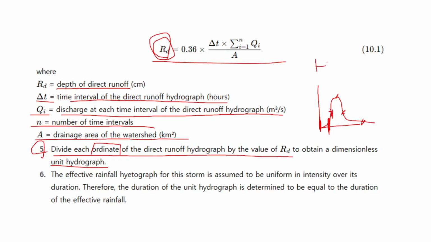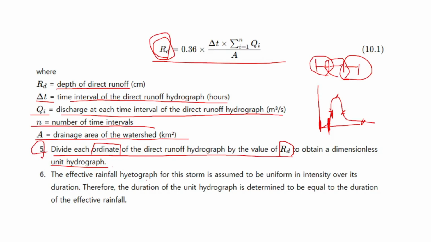So each interval that's happening like this is called an ordinate. That's the term, ordinate. So you have to divide each ordinate of the direct runoff hydrograph by the value of R_d to obtain a dimensionless unit hydrograph.